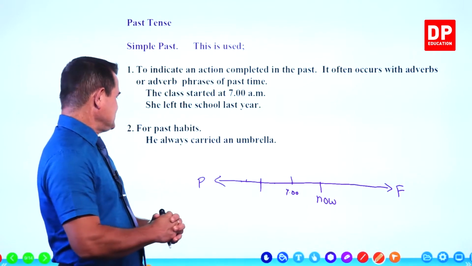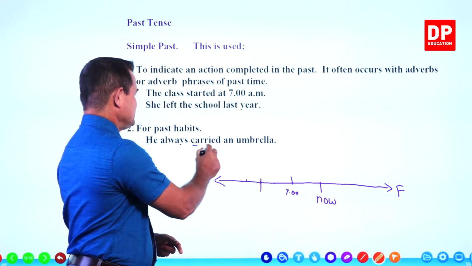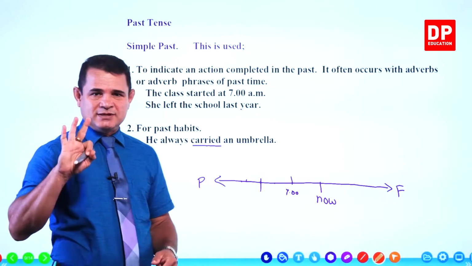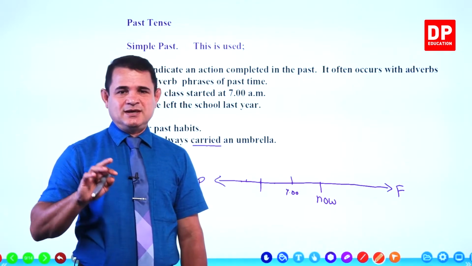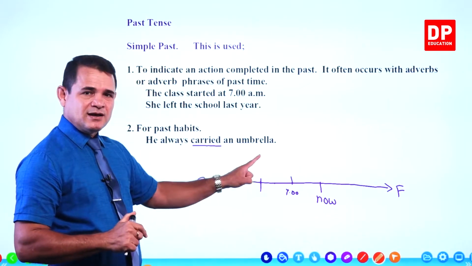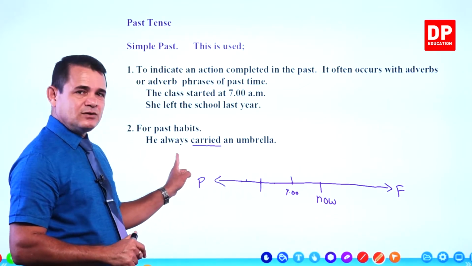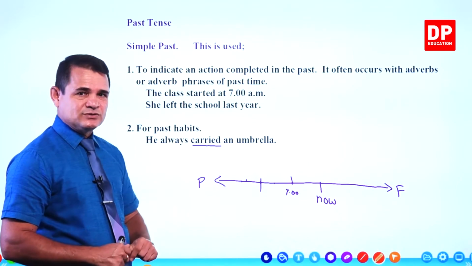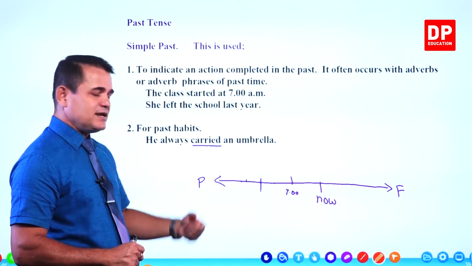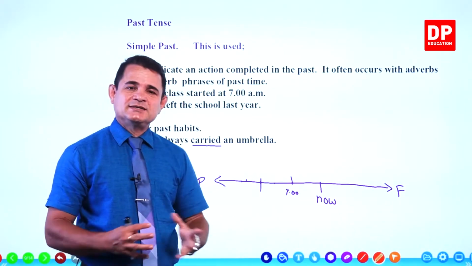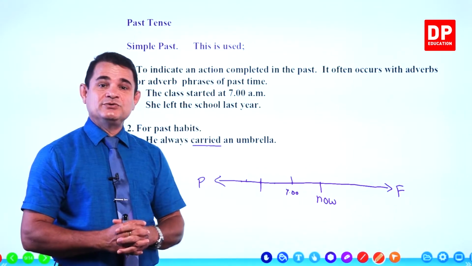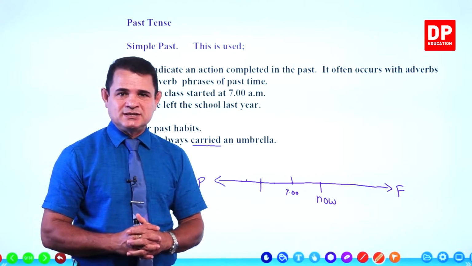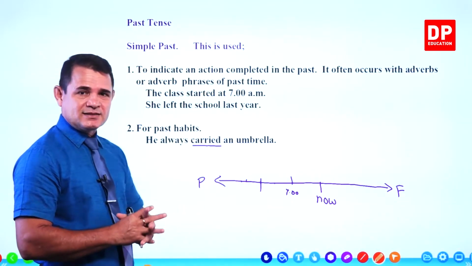You know simple past tense uses the past tense form of the verb. We used it when we said he drank tea, like that, he carried an umbrella. With it we use words like always, never. He always carried an umbrella. So there are two ways here we learn the use of past tense.